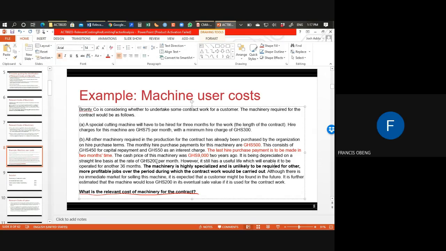Yes, sir. Okay. Now the old equipment, whose cost is 9,000, is being depreciated on a straight line basis, and the depreciation rate per month is 200 Ghana cedis. Is that value a relevant cost or not?